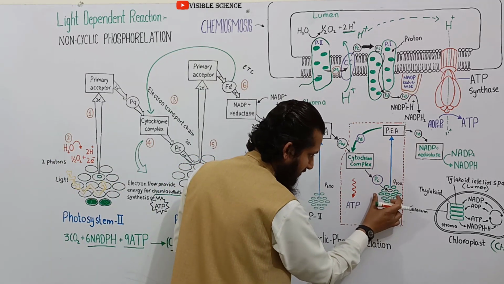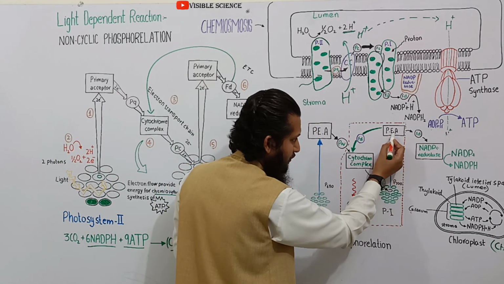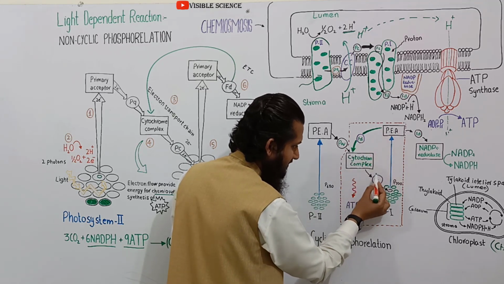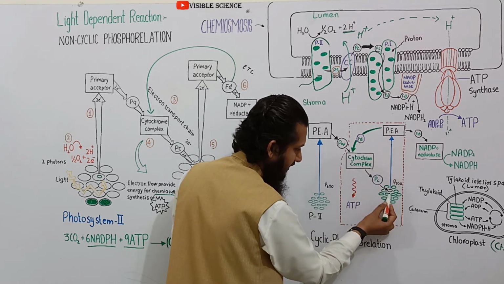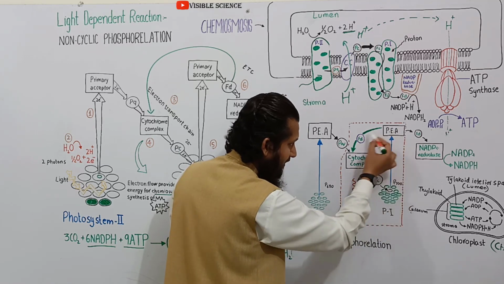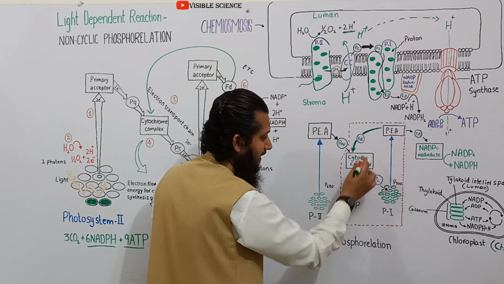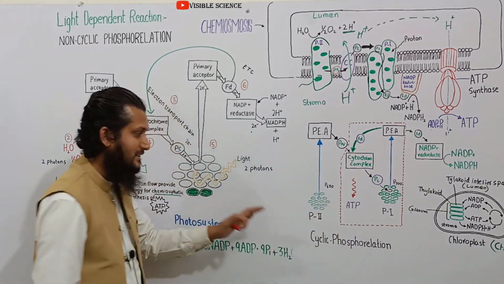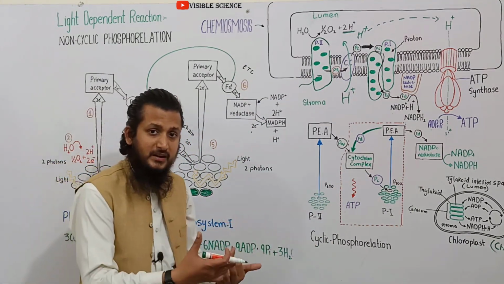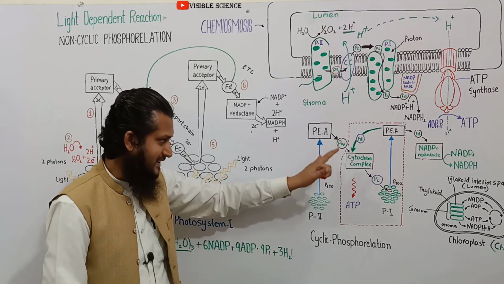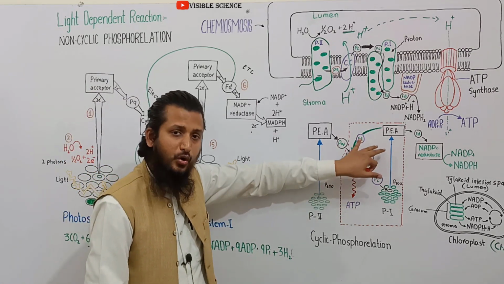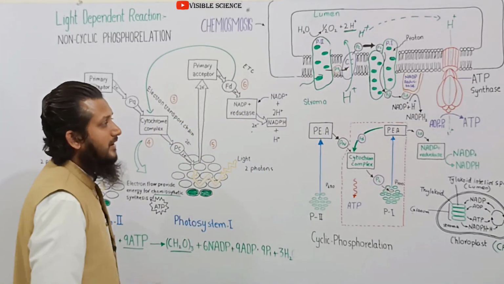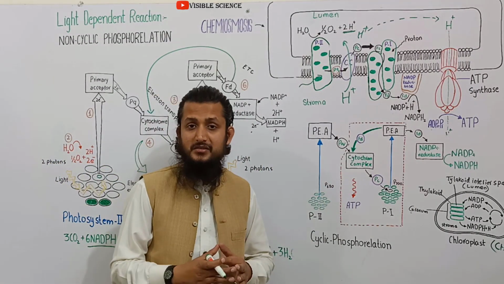The electron from photosystem 1 is excited to the primary electron acceptor, goes to the ferredoxin, then the cytochrome complex, then plastocyanin, then photosystem 1. This cycle is repeated again and again, and ATP is produced until the ATP supply is maintained. When enough ATP is produced, cyclic phosphorylation is turned off and non-cyclic phosphorylation is started again. And this is the process of the light dependent reaction.